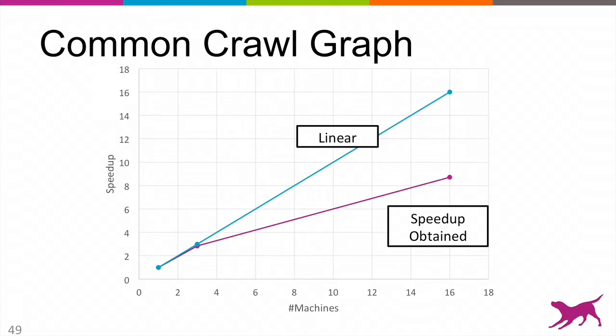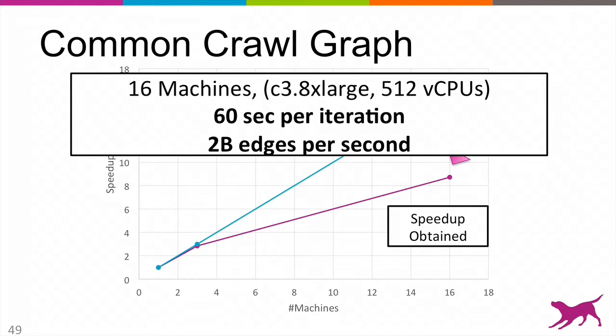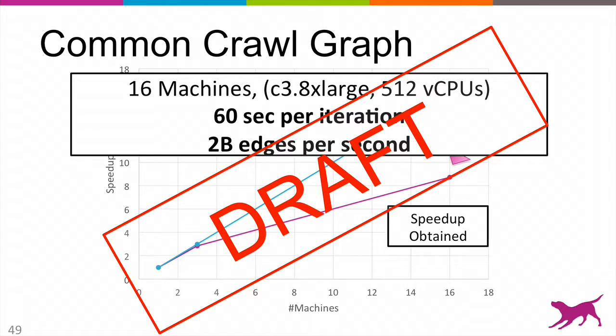We have new results. So this is a common core graph. Once again, 128 billion edges. This is a speed-up curve we have. But what's the runtime there on 16 machines? 16 C3-8X instances, 512 virtual cores, 60 seconds per iteration, or about 2 billion edges per second. This is rather hot off the press.